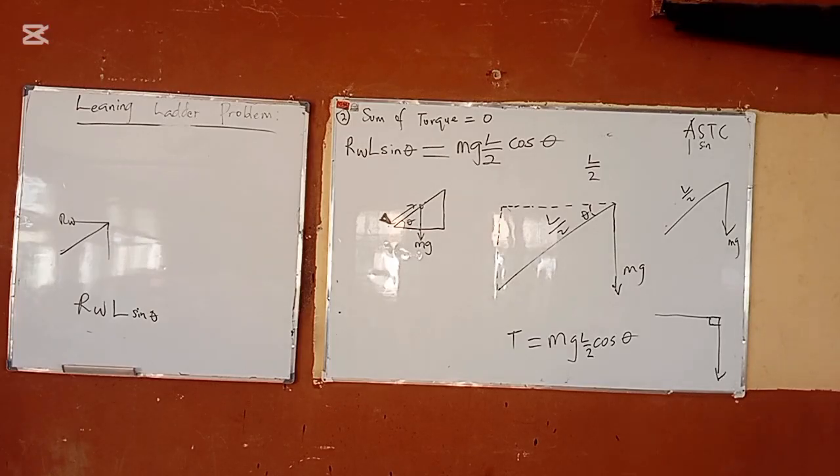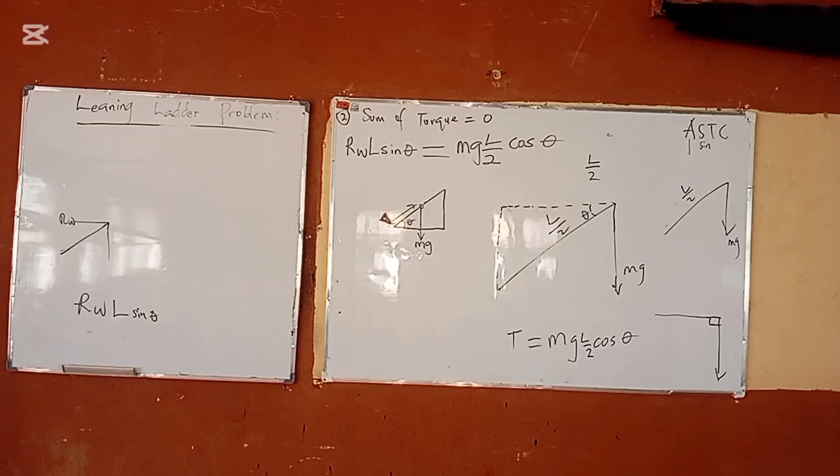The uniform ladder of mass 100 kg leans at 60 degrees to the horizontal against a frictionless wall. Calculate the reaction on the wall. Please, see if you can get it, then we'll do it together. Those of you that did not understand the first concept, I will slowly, gradually do it. So let me repeat: a uniform ladder of mass 100 kg leans at 60 degrees to the horizontal.